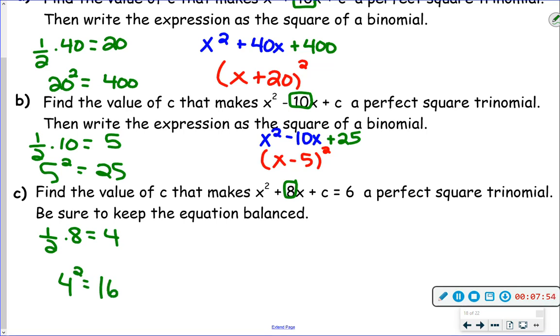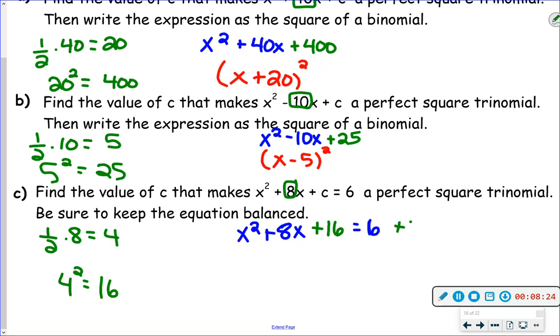Okay, so just to show you, I'm going to rewrite this just like I've been doing, x squared, 8x. I'm going to put the 16 on. Now this one you just have more stuff in it. Watch this. You still have your equal 6. That's a sloppy 6. So it says be sure to keep the equation balanced. So if we were solving this equation, which we will at some point, if I add 16 to the left, what do I need to add to the right?